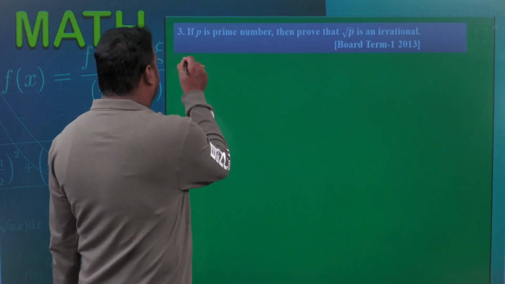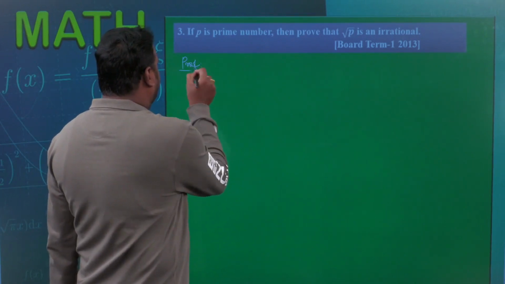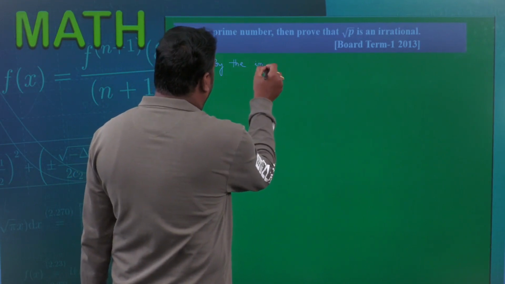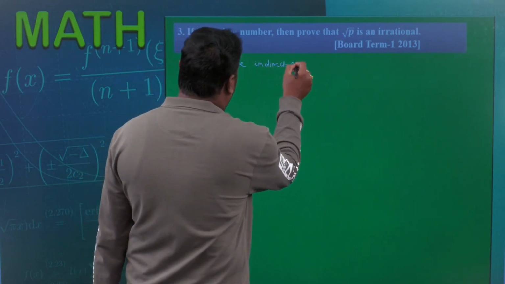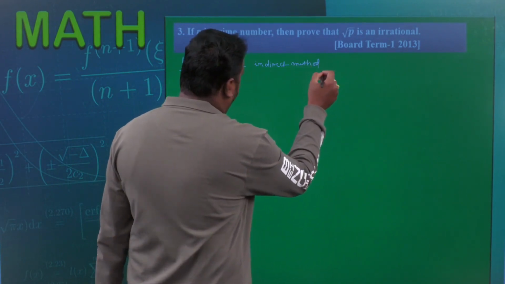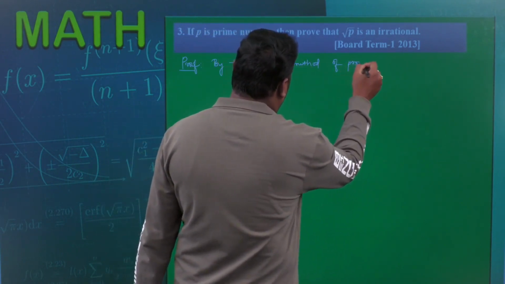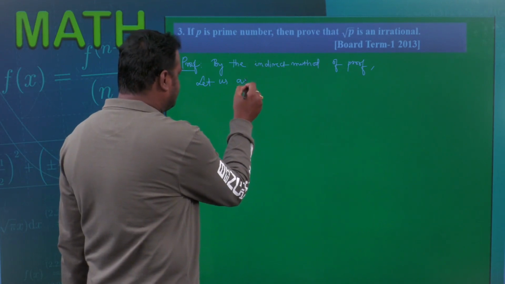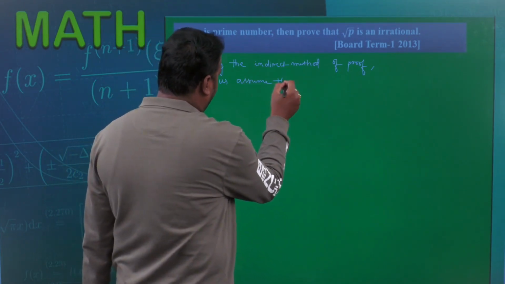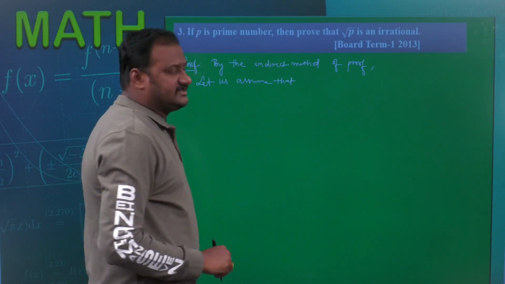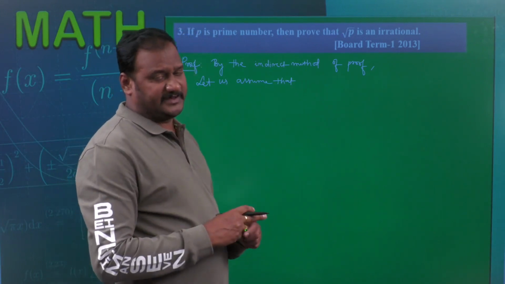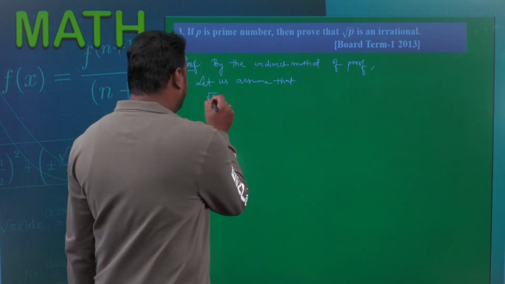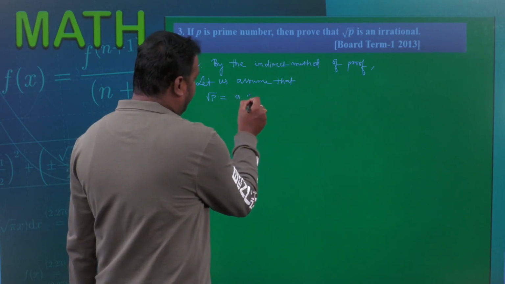So here the proof is going to be by the indirect method of proof. By the indirect method of proof, let us assume that root p is not an irrational number. If root p is not an irrational number, then it is a rational number. Let us assume that root p is equal to a rational number.